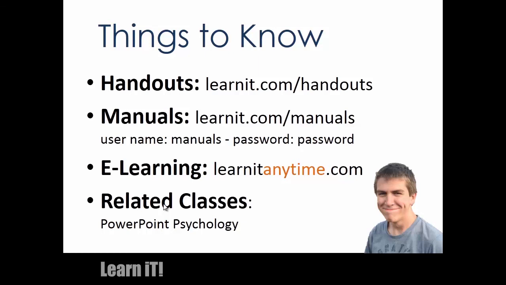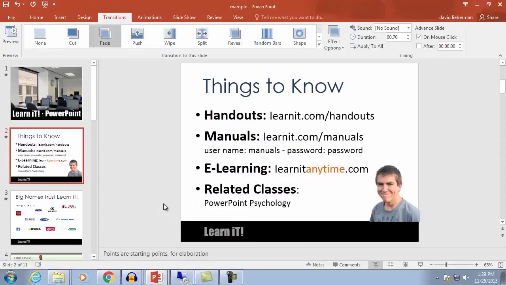Right? Here's the secret. Only show the information that you're talking about right now. So for example, while I'm talking about handouts, I only show handouts. When I'm talking about manuals and so on and so on. So we're going to animate bullet points in one by one, and then I'll show you ways that you can know what bullet point is coming up so you don't have to memorize it. It's really pretty easy. Here's how it works.